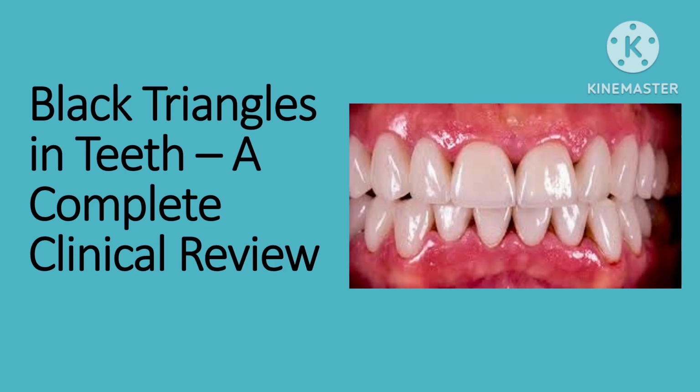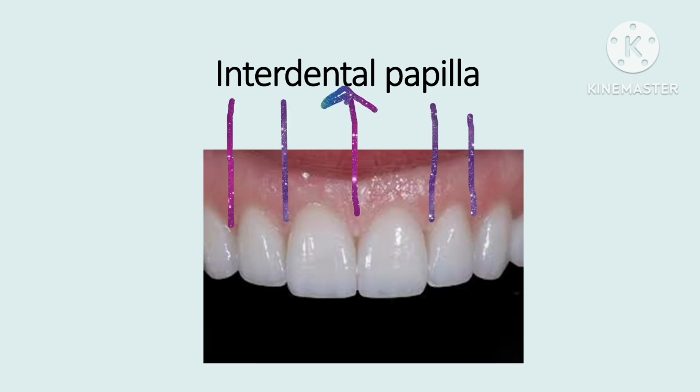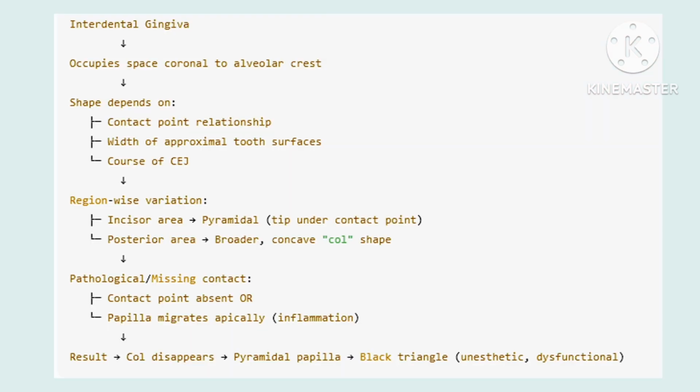Today we are going to discuss black triangles. So let us begin with the interdental papilla first. The interdental papilla is a gingival tissue that fills the space between two adjacent teeth, forming the base of what we call the gingival embrasure. Its presence is essential not only for aesthetics but also for speech, protection of periodontal tissues, and preventing food impaction.